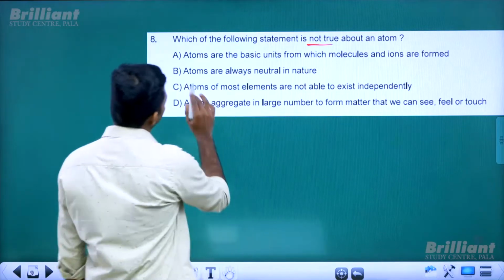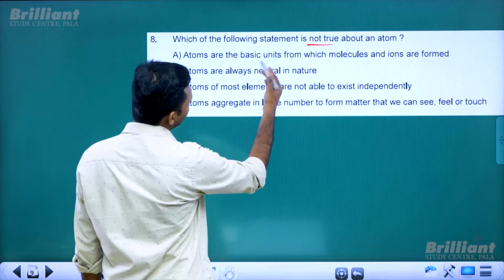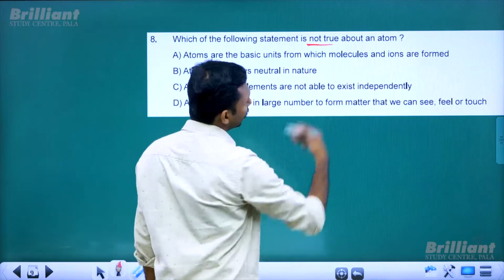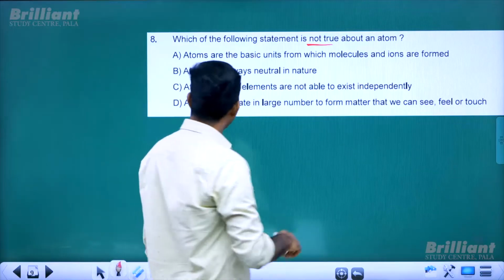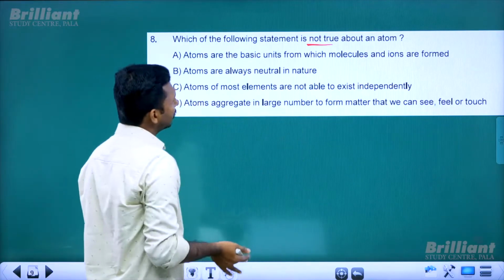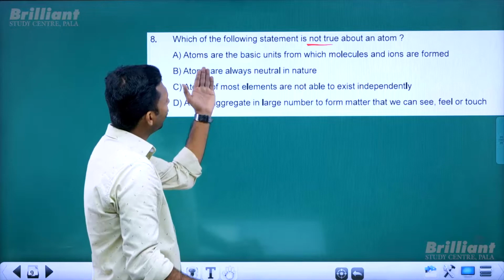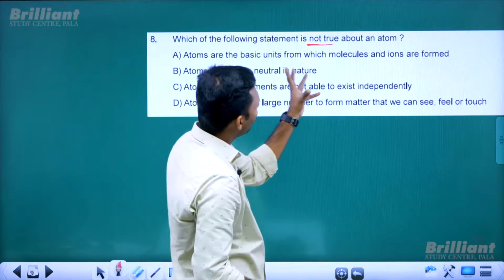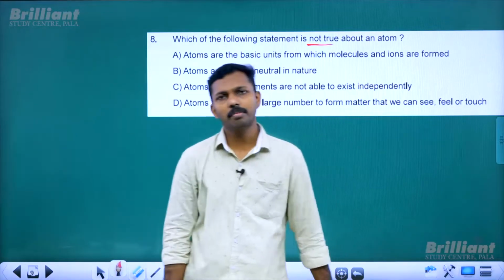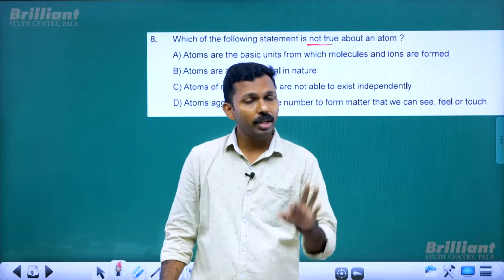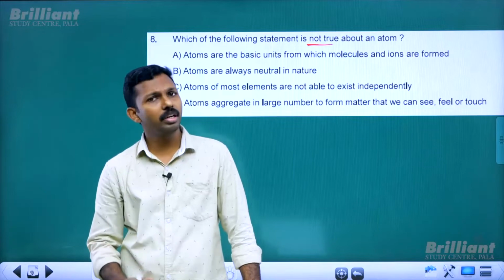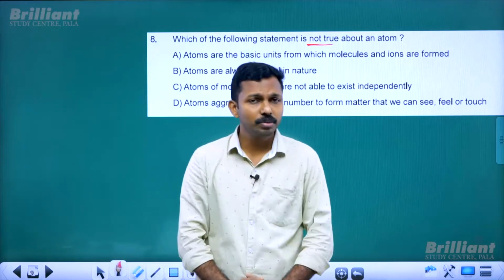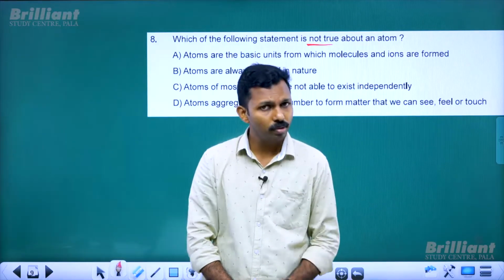Okay. Atoms are the basic units from which molecules and ions are formed. That is a correct statement, no doubt. So, we can consider A as the correct option because we know that atoms are the basic units from which molecules and ions are forming. Molecules are the combination of 2 or more atoms of same or different types. So, atoms are the basic units for the formation of molecules, right?